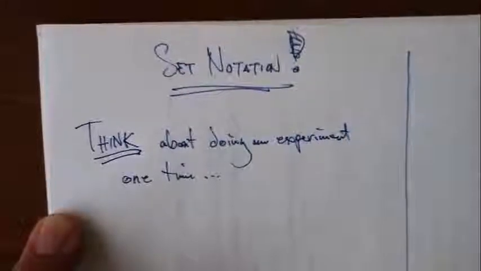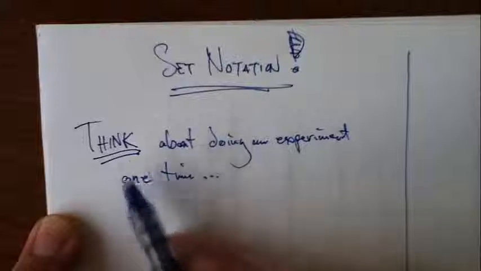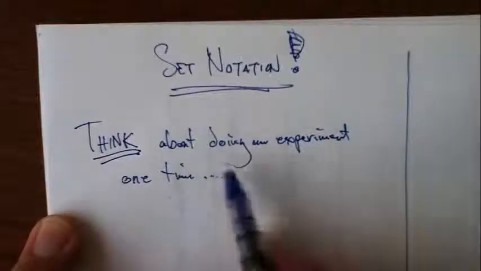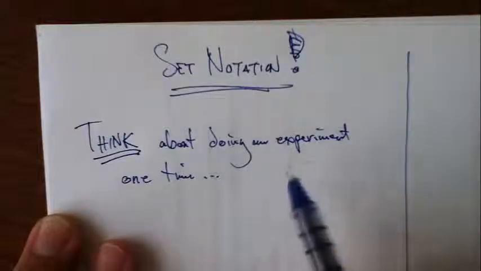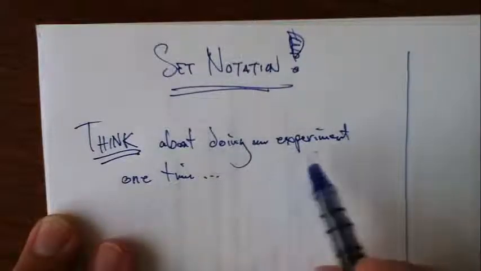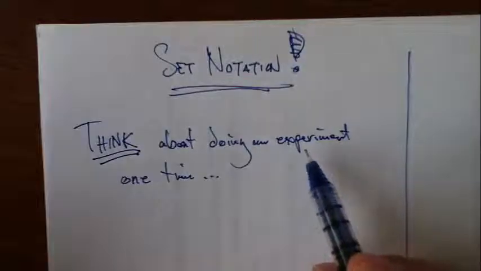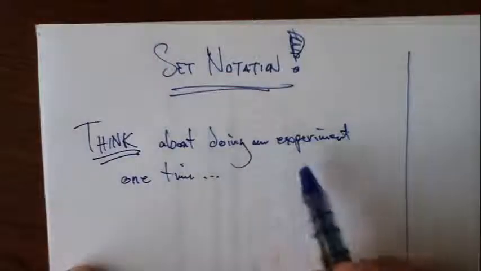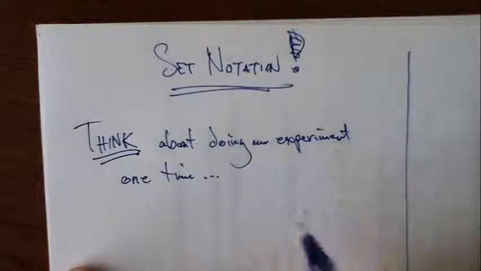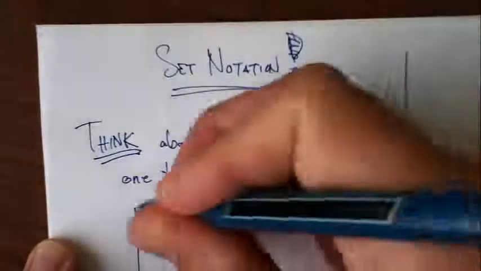Okay, so this is going to be about set notation. First of all, we want to think about doing an experiment one time. Eventually, maybe starting next time, we'll want to think about the chance of this outcome or the chance of that event occurring when we do an experiment. But for now, let's just think about doing an experiment one time. What could possibly happen?